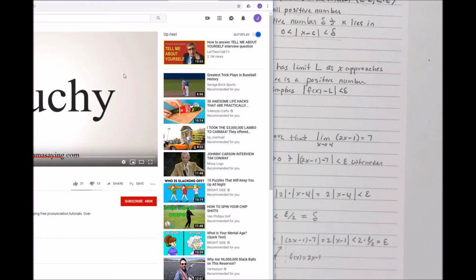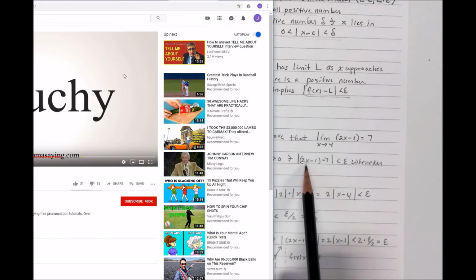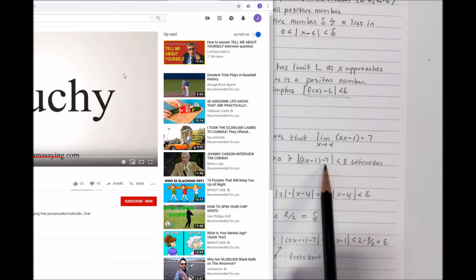Okay, so here's the solution. We want to show that for all epsilon greater than 0, there exists a delta greater than 0, that, see this part right here? The absolute value of 2x minus 1 quantity minus 7 is less than epsilon whenever, this part right here, 0 is less than the absolute value of x minus 4 is less than delta. This is my C, this is my f of x, this is my L.